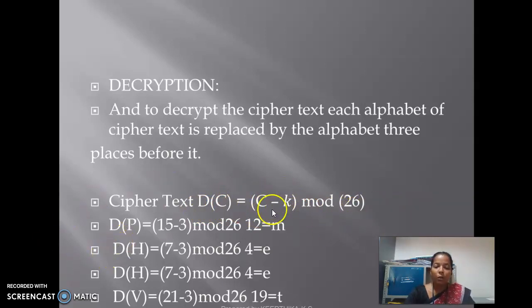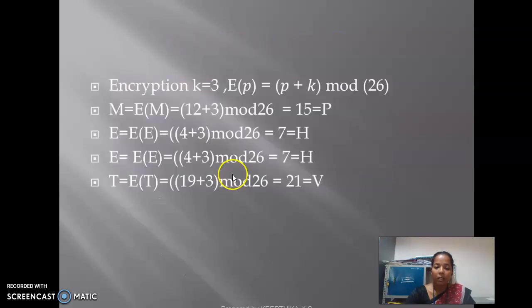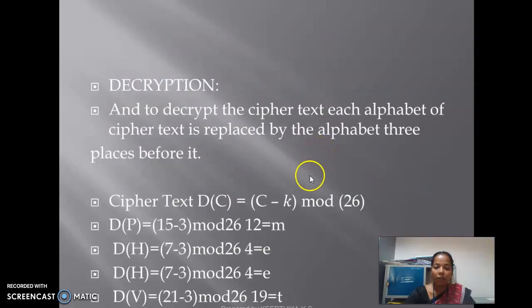That is, the ciphertext of M is P, that is equal to 15 minus the key value 3 mod 26, that is 12. So 12 is replaced. What is the 12? It is M. Okay, so we are replacing this P again into M. So the ciphertext is again converted into plain text using this decryption algorithm.